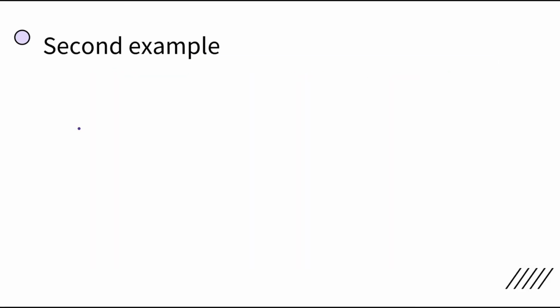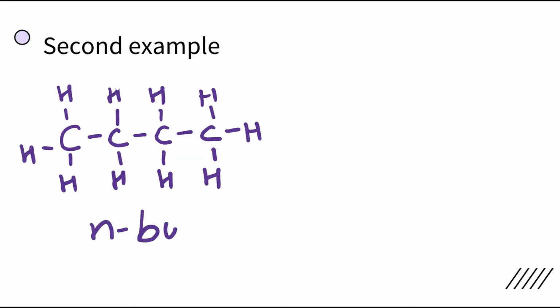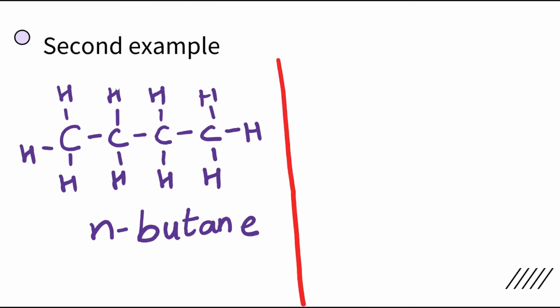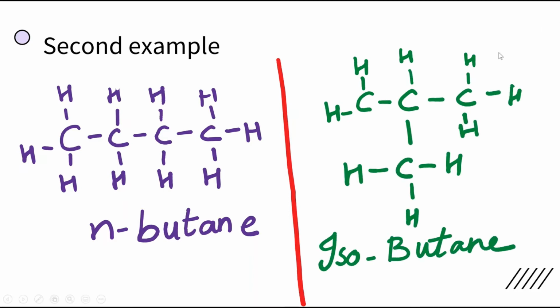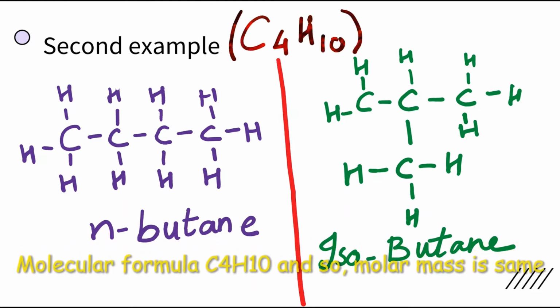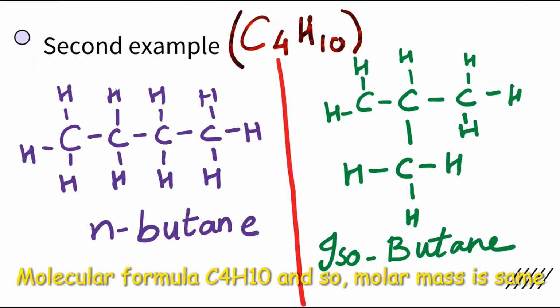So let's see a second example. This is N-butane. It has a 4 carbon chain, and it is a long carbon chain here. The comparison with N-butane is isobutane, which also has 4 carbons. If you check the molecular formula, it has C4 and the number of hydrogens is also the same. So which one should have the higher boiling point, the greater London dispersion forces? Both have the same molar mass, C4H10.